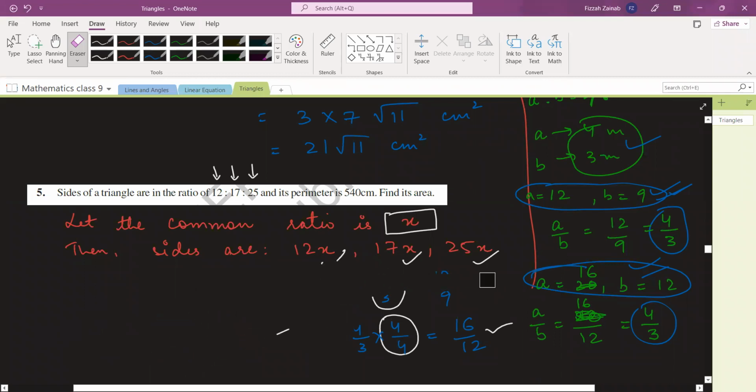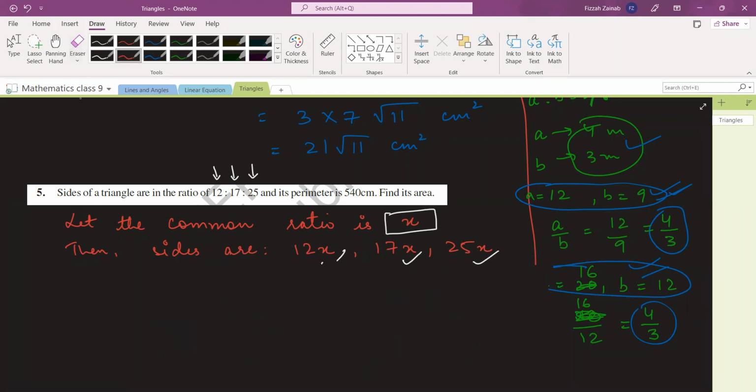Earlier also, I think I explained this thing, but anyway, let us come back to the question now. So the three sides are this, okay, right? Now perimeter is 540 centimeter. So that means 12x plus 17x plus 25x is equal to 540 centimeter, right?